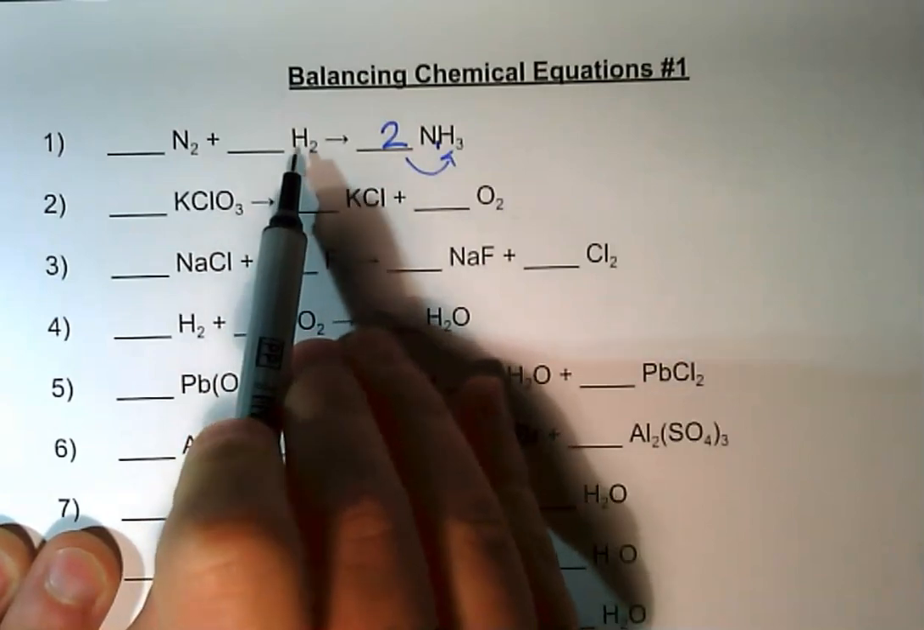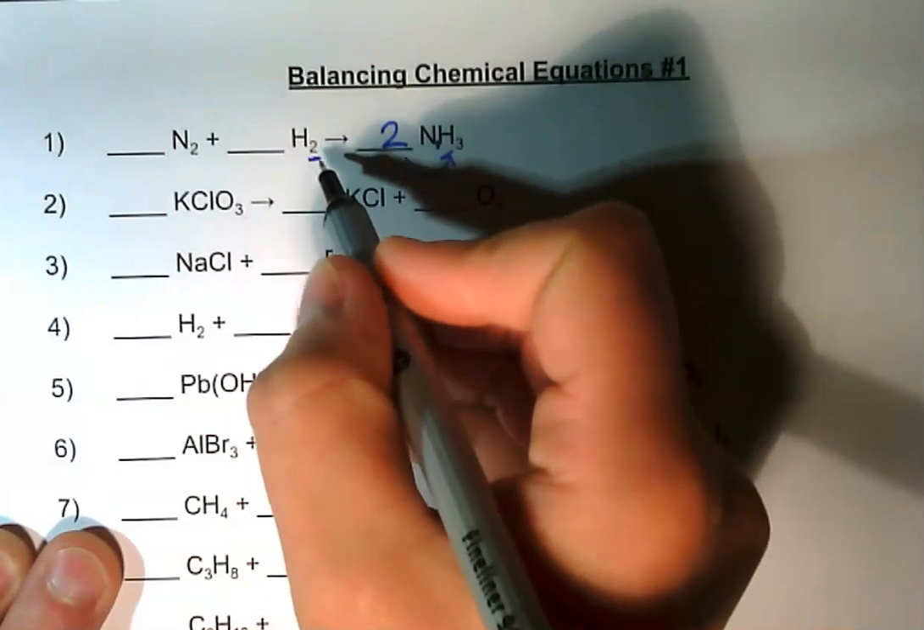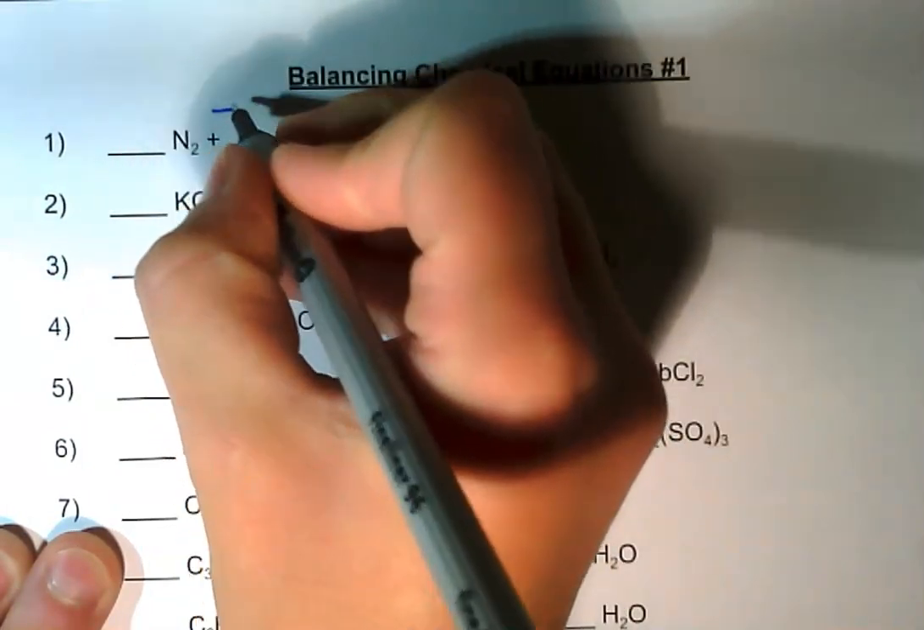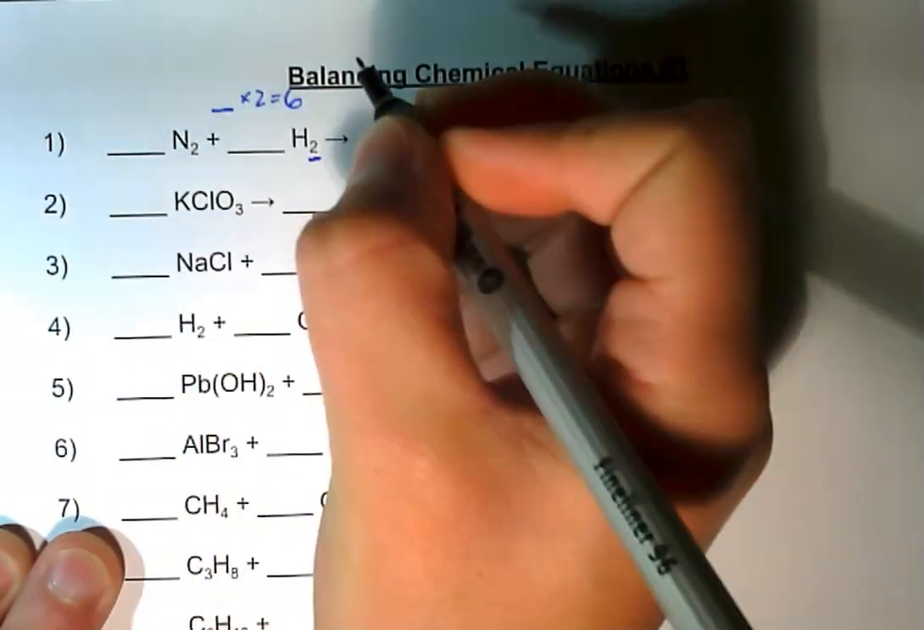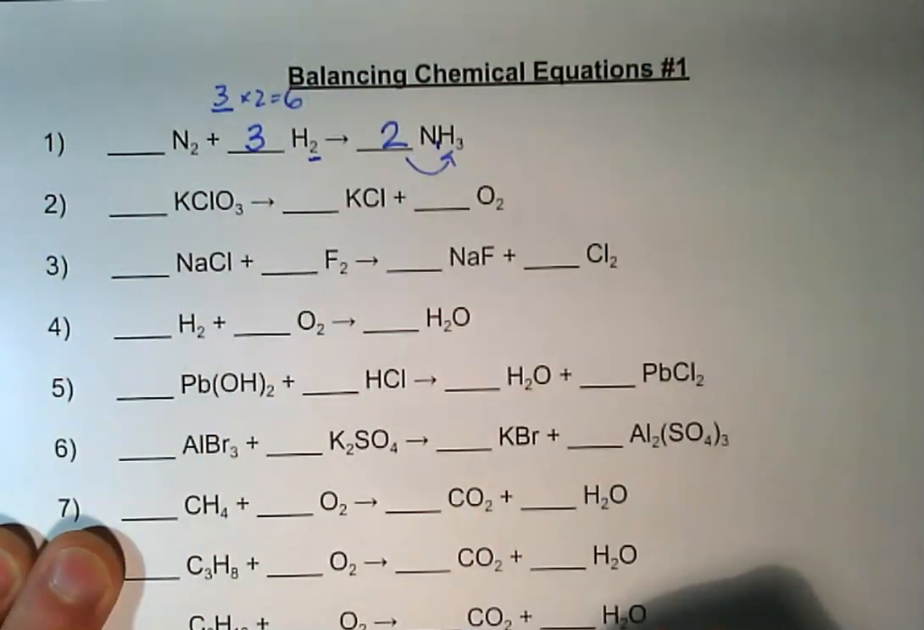So I think, what can I multiply by the subscript of 2 to get me 6? And of course, what times 2 equals 6? Well, of course, that's 3. So I'm going to put a 3 in front of H2.